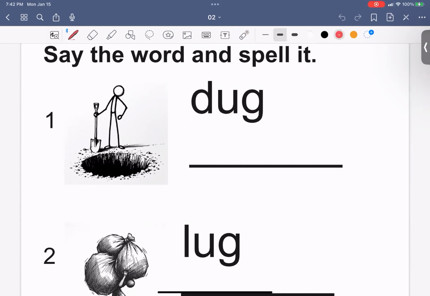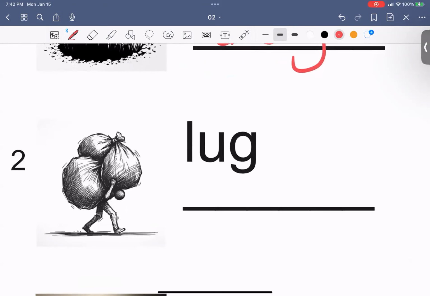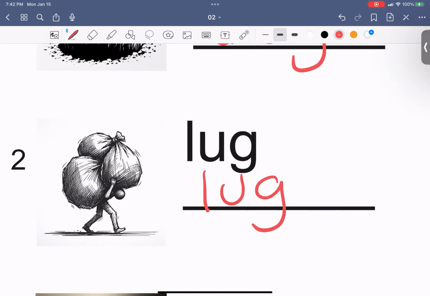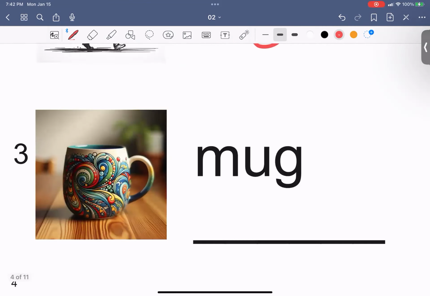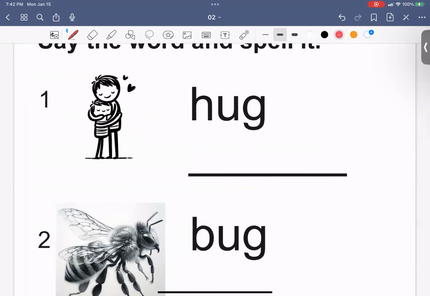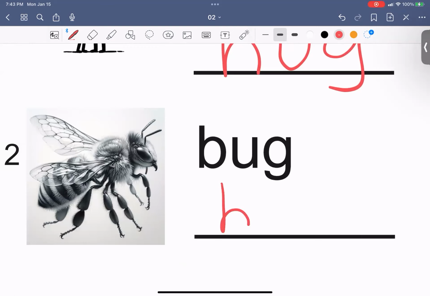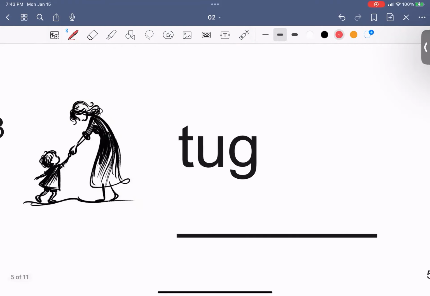Dug. D U G. Lug. L U G. Mug. M U G. Hug. H U G. Bug. B U G. Tug. T U G.